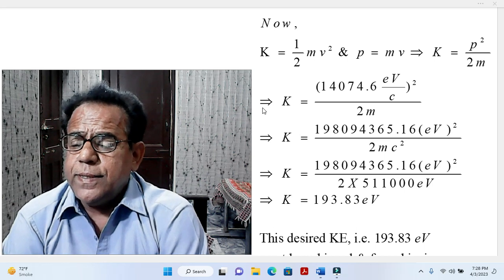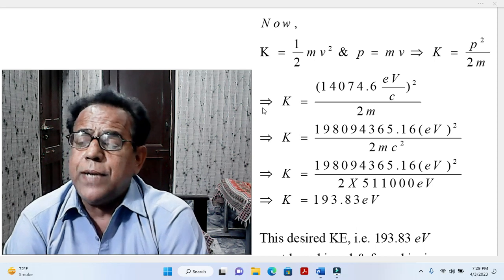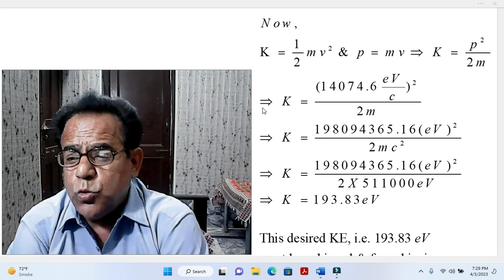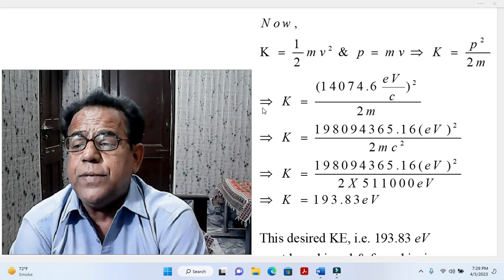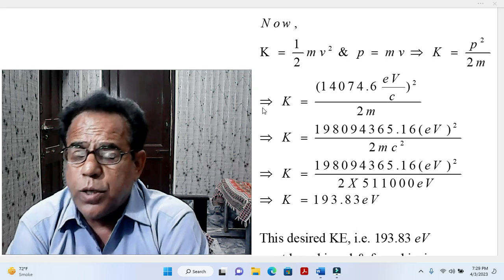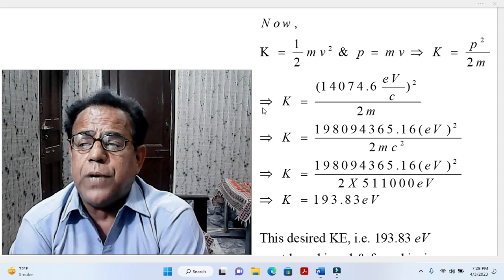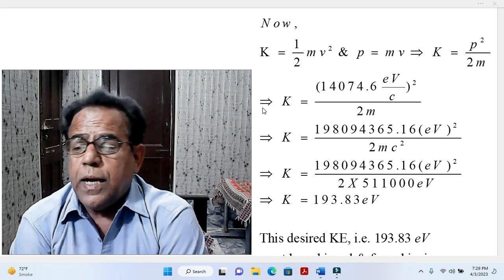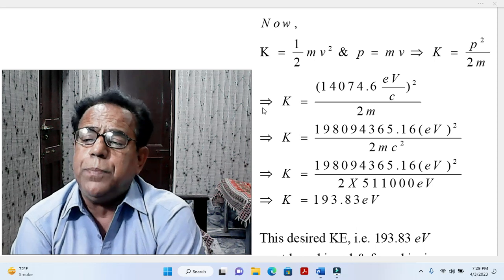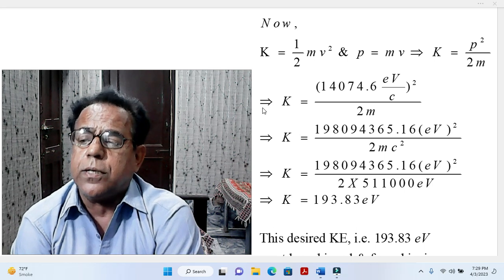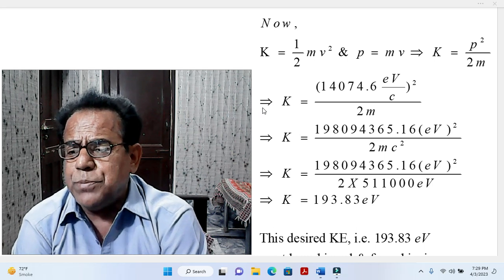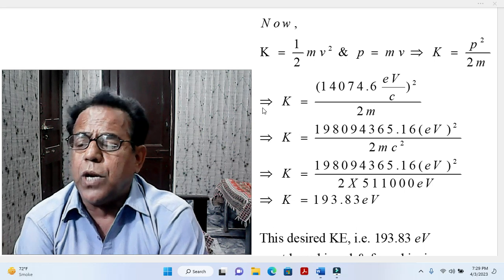Dear students, in the next step we have taken the value of mc square from a tool which we have introduced in this problem, in which the value of mc square in case of electron is shown as 0.511 million electron volt, or if we convert that into electron volt, it becomes 511000 electron volt. So we have replaced mc square by its equivalent value from the toolkit.